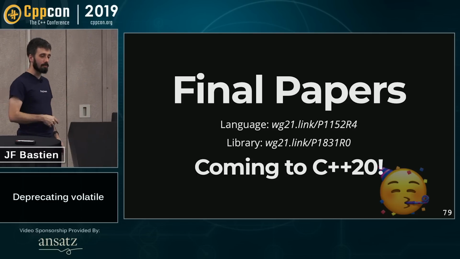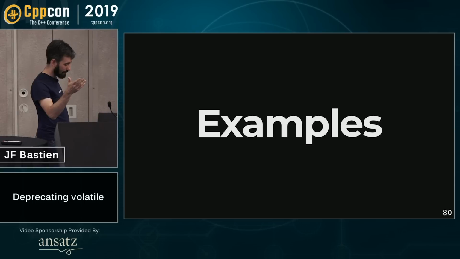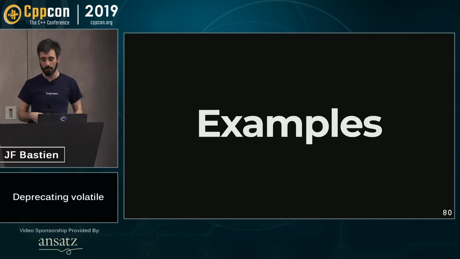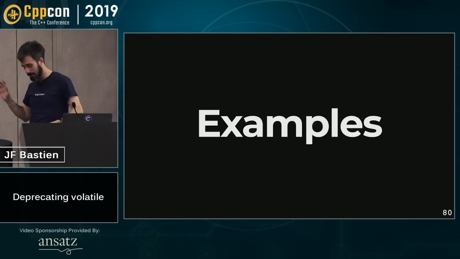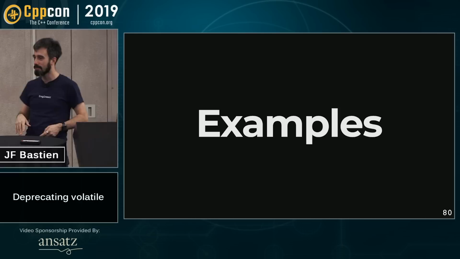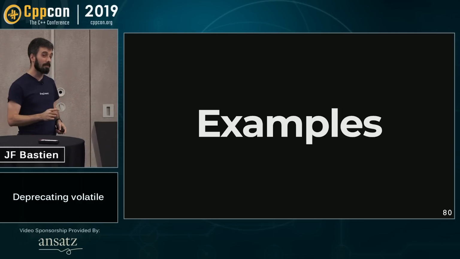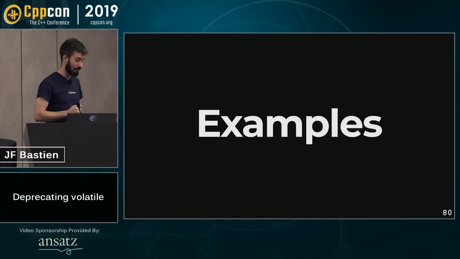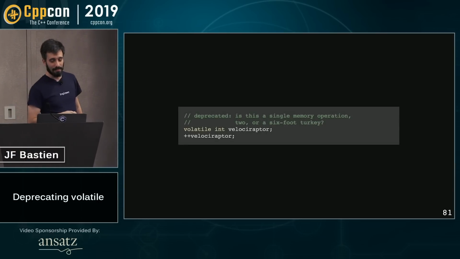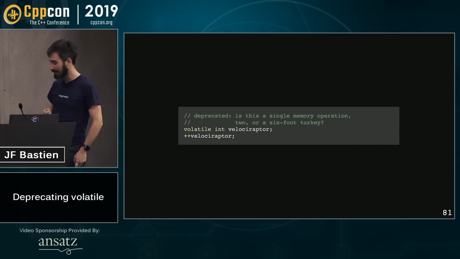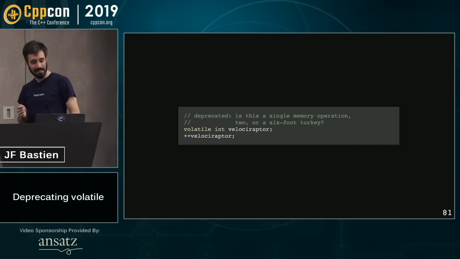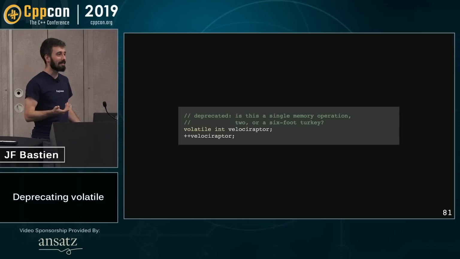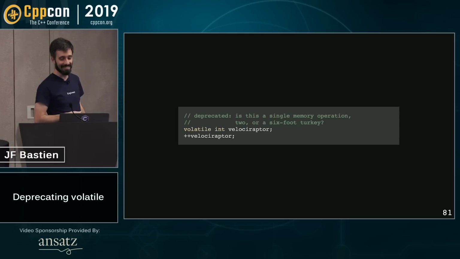Okay, so a few examples of what I mean here. And when I say examples, I don't just mean I gave you examples earlier and it had kind of boring variable names or whatever. These examples, unless someone from the committee, one of the editors, changes their mind, will be in an ISO standard. So ISO C++20 will have these examples. Ready for it? This example. Volatile int velociraptor plus velociraptor. Is this a single memory operation, 2, or a 6-foot turkey? I don't know. Jurassic Park, anyone? Yeah. All right, so a little dinosaur reference.